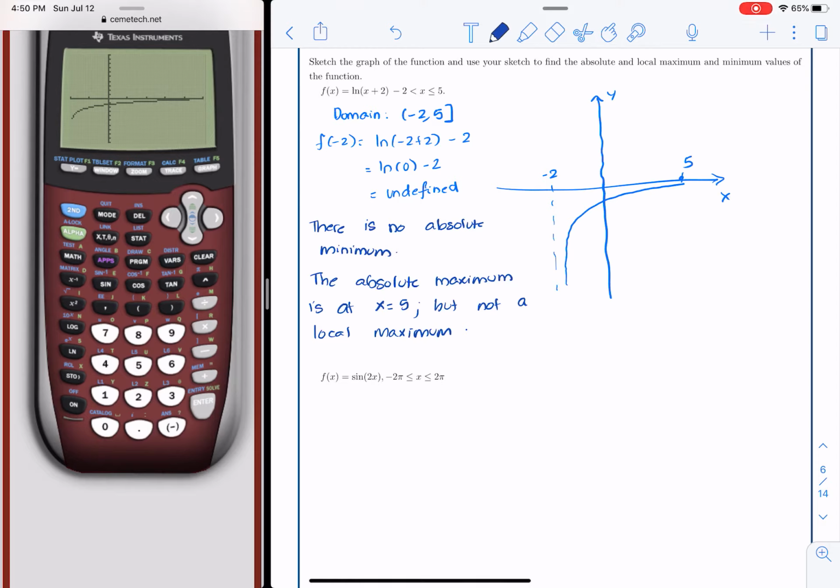So what is f of 5? The ln of 7 minus 2. We get negative 0.05408. So the absolute maximum happens right there, and that value is 5, negative 0.05408.